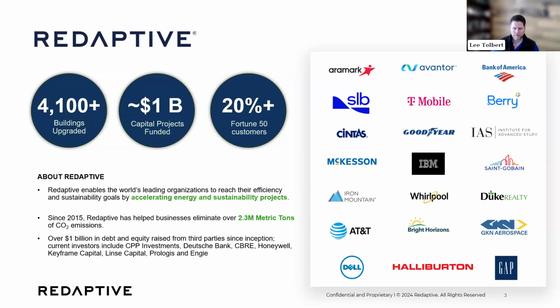As far as our manufacturing expertise, and again, I'll get into a little more detail in a minute, I personally have worked with almost every customer logo on this page. Some of our biggest manufacturing ones being Avantor, Schlumberger, Goodyear, Halliburton, McKesson, and Berry Plastics.